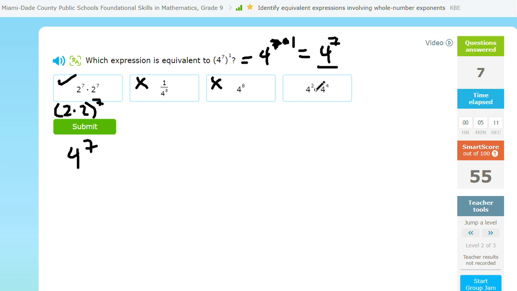Check this one. Same base, different exponents. So that means I have to add the exponents. So that's 2 plus 4. That's 4 to the 6th. So that means this one is wrong. So the only correct option is the first one.